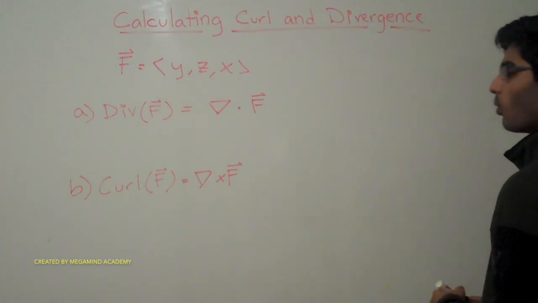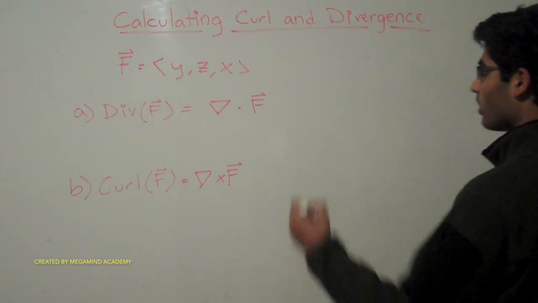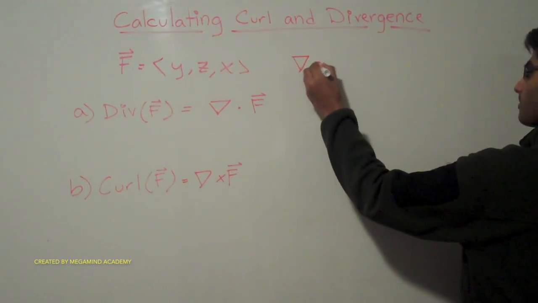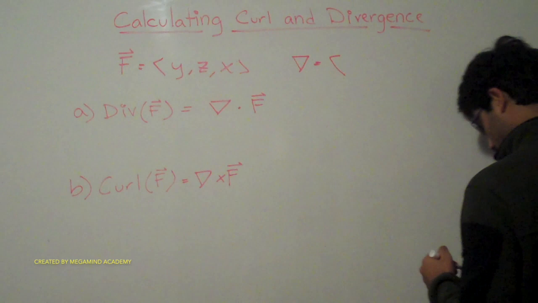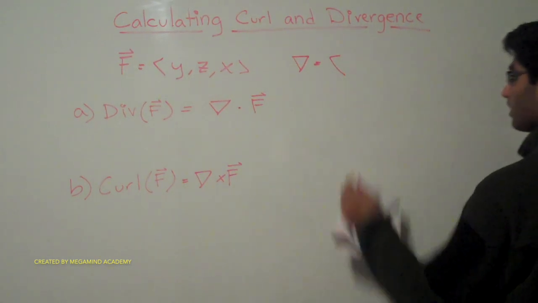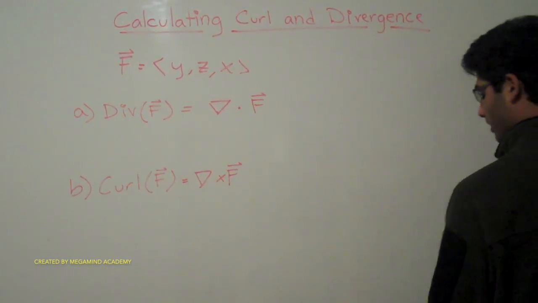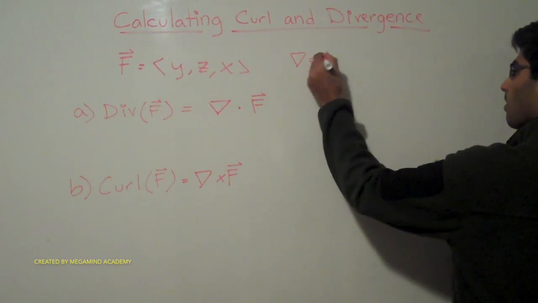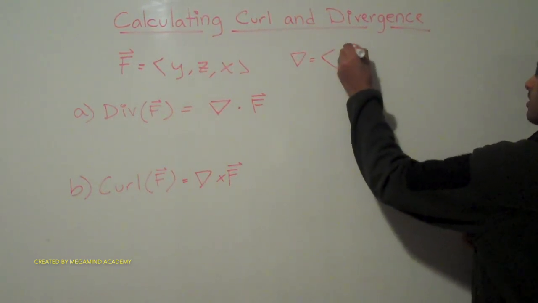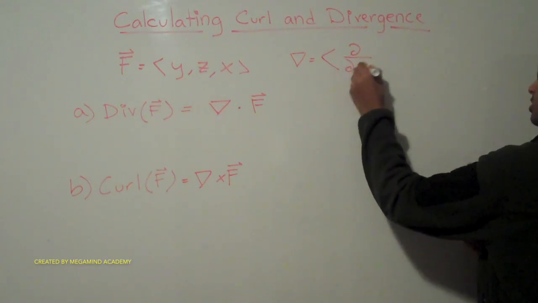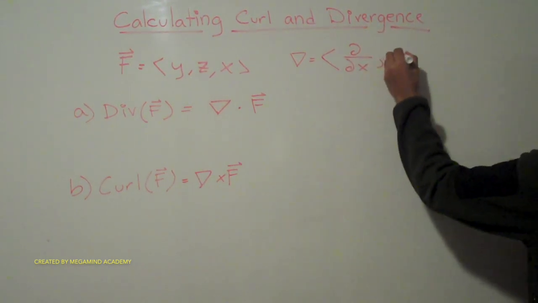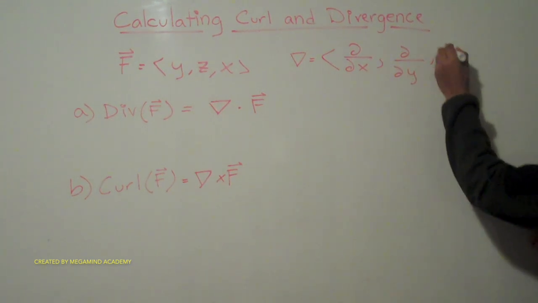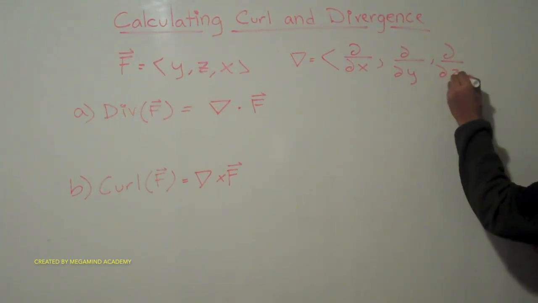So now let's do this. What is the del operator? Well, the del operator is just the vector: the partial derivative with respect to x, partial derivative with respect to y, and partial derivative with respect to z.